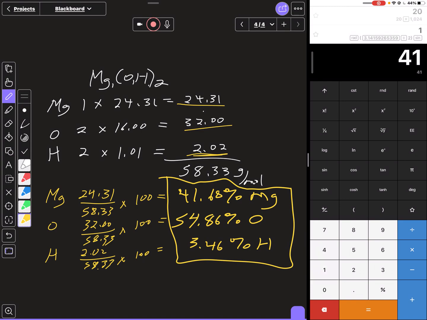So if I take 41.68 plus 54.86 plus 3.46, I get exactly 100. So more than likely, I got this answer right with all these. So this magnesium hydroxide is made up of 41.68% magnesium, 54.86% oxygen, and 3.46% hydrogen.